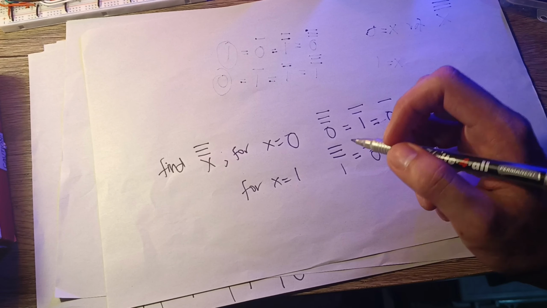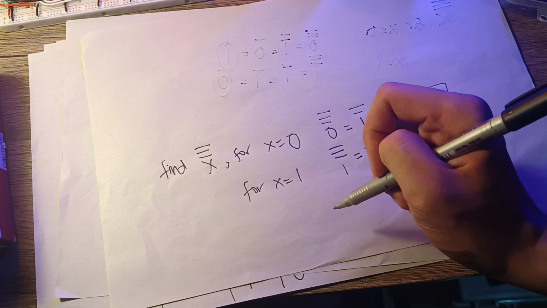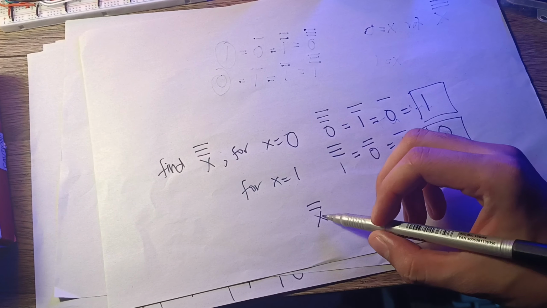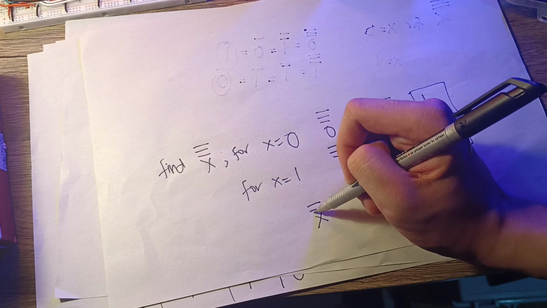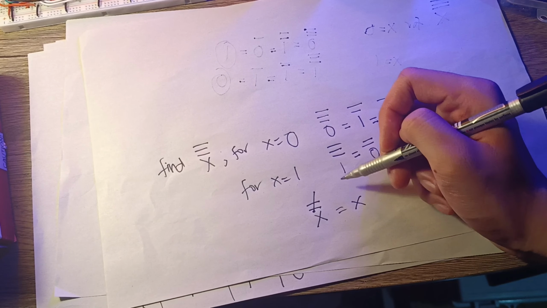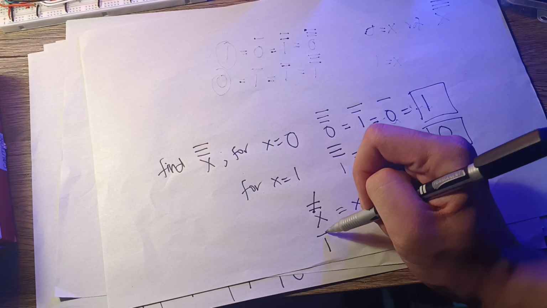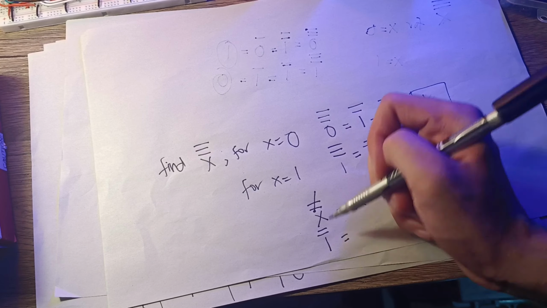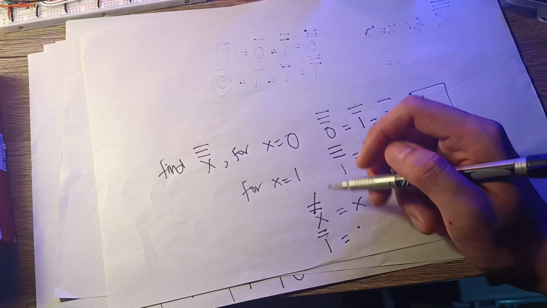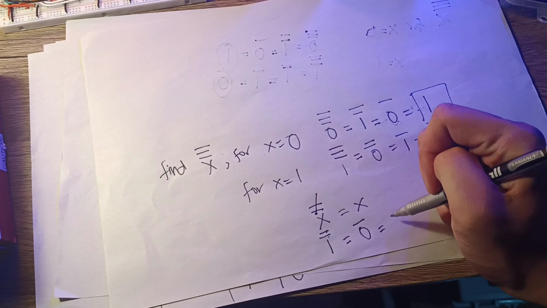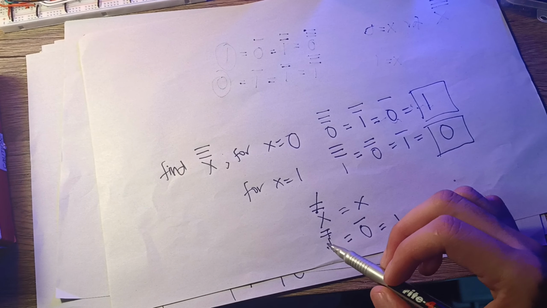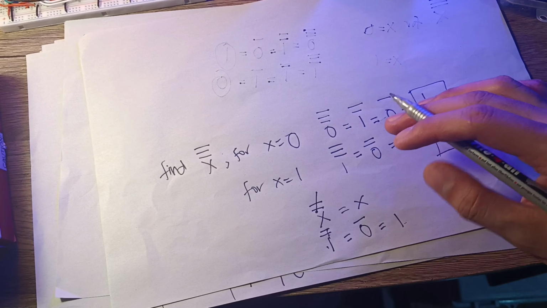If you think about it, there is actually a double bar rule. If you have this, you can just erase it because the answer is always x. For example, 1 double bar: if we take the double bar of 1, then it becomes 0 bar, so it goes back to 1. So you can just drop this because it is always equal to the original.